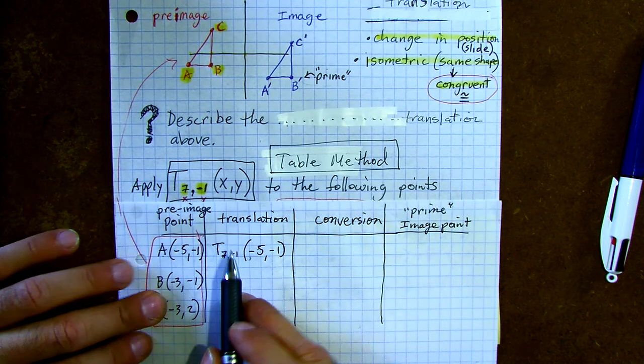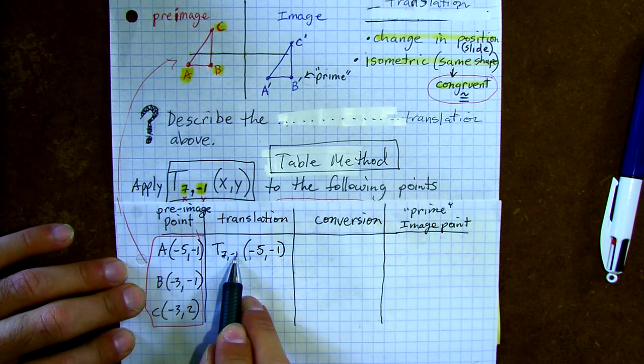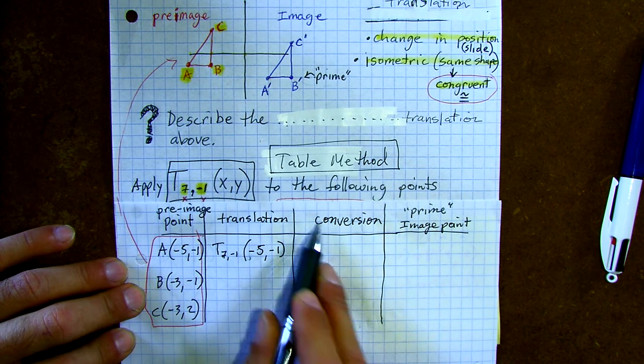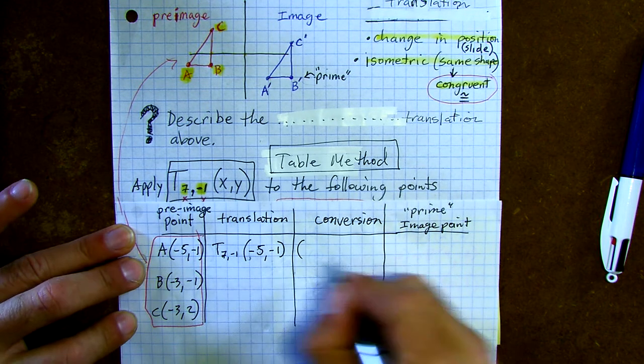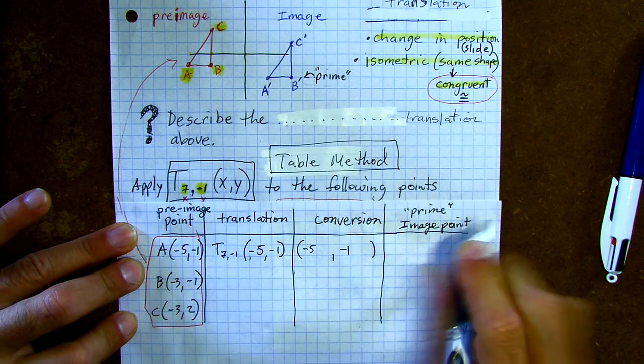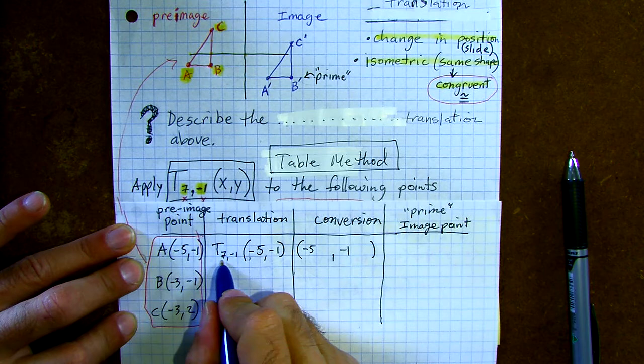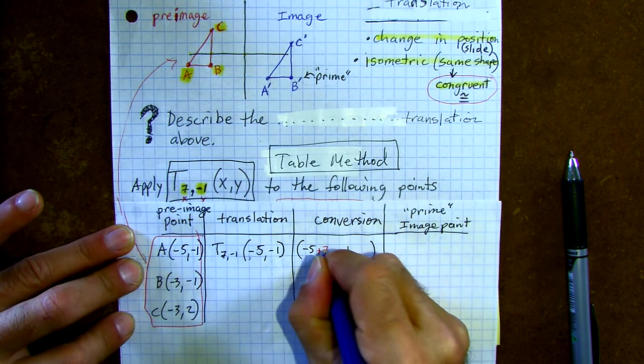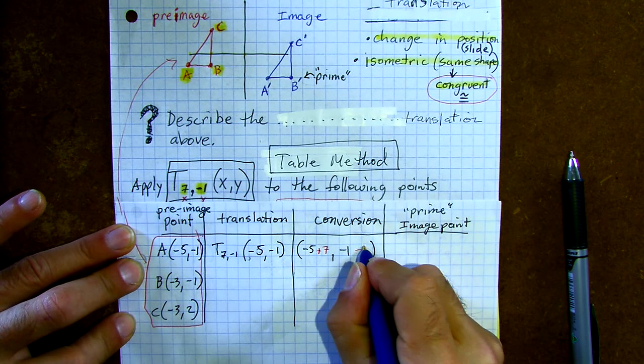So look what we're doing. We're going to apply positive 7 to negative 5. We're going to apply negative 1 to negative 1. And this is where the conversion comes. I want you to make a big ordered pair. We started with negative 5 and negative 1. And then we are adding 7 to X. We're minusing 1 from Y. You see?